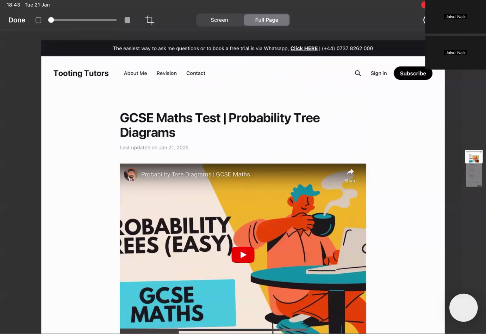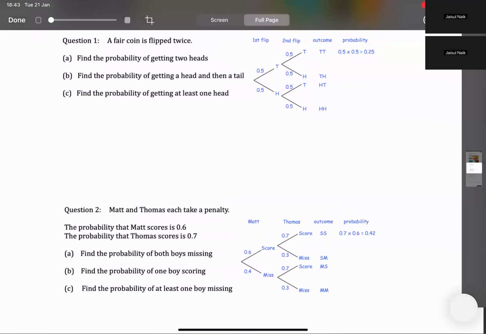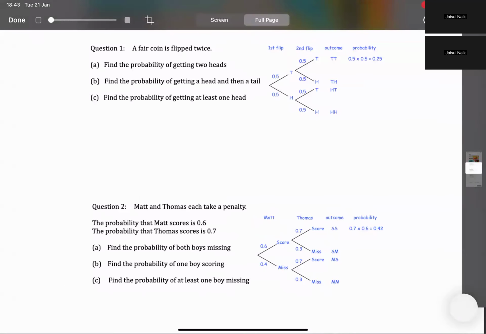So, this question here, we've already got the tree, and you're never going to be given where it says T, T, T, H, H, T, and H, H, but they've given it for. So if they don't, make sure you write that one. Okay.